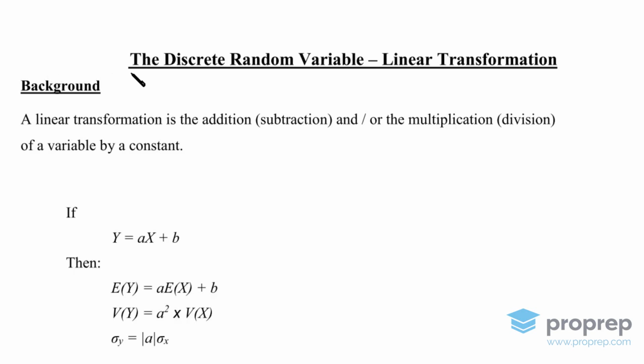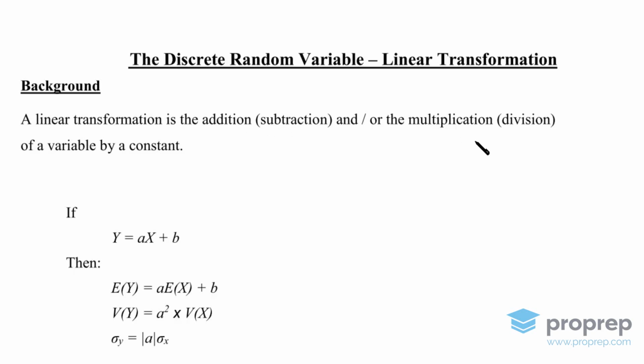In this chapter, we'll be talking about linear transformations for discrete random variables. Now, what's a linear transformation? Well, that's the addition and/or multiplication of a variable by a constant. When I talk about addition, I also mean subtraction, because subtraction is just the opposite operation of addition. Likewise, division is the opposite operation of multiplication.